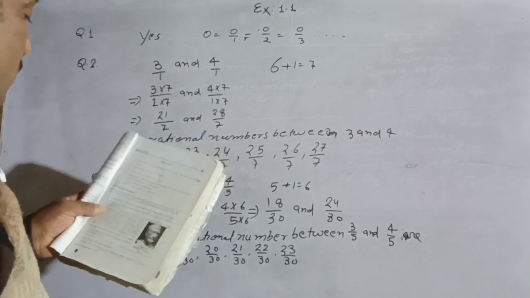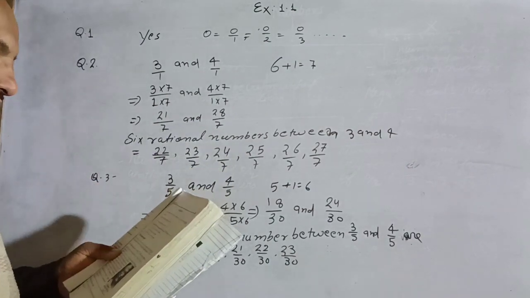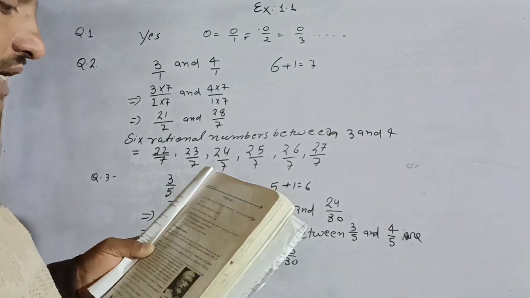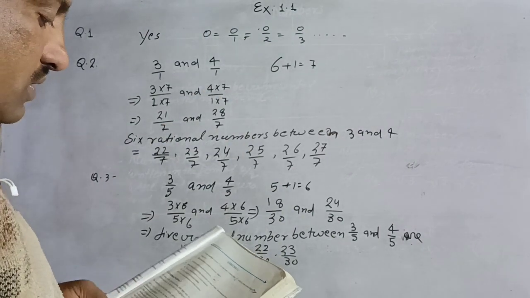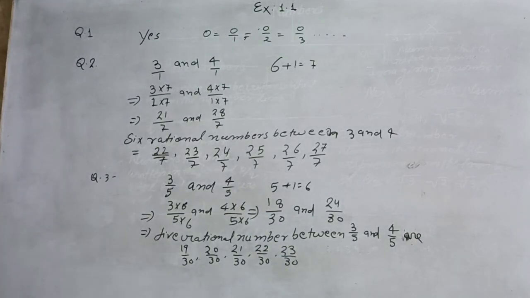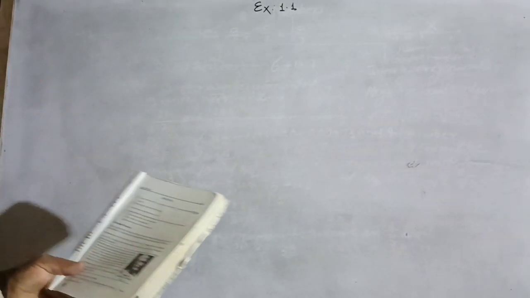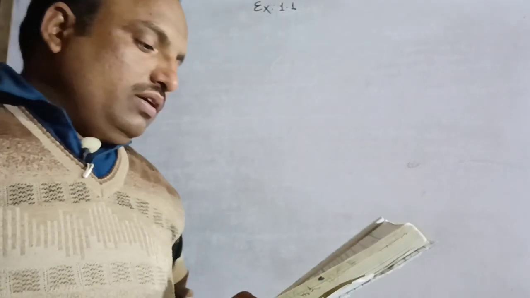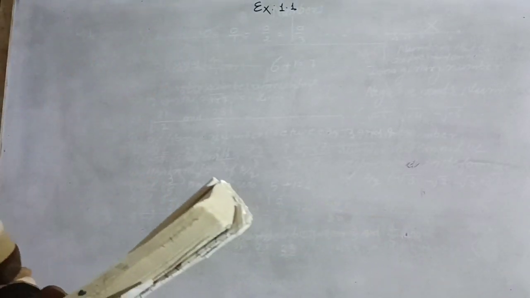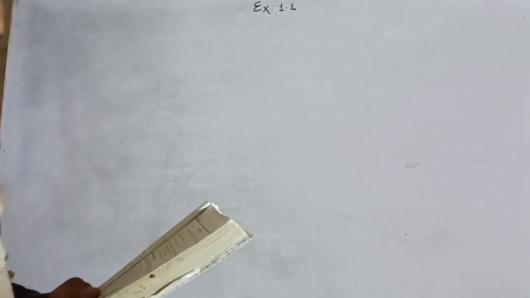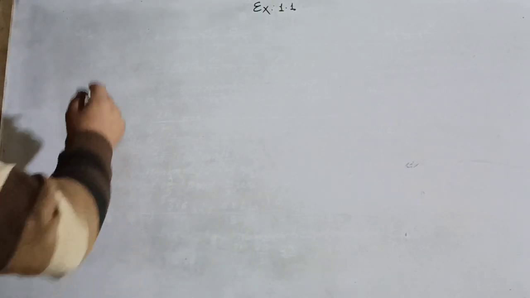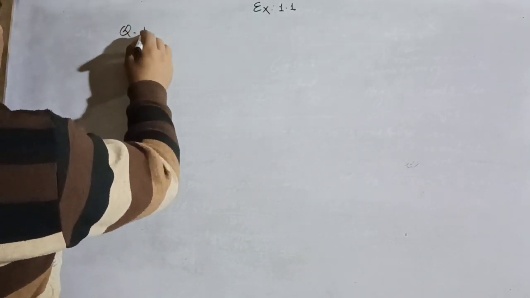Question number 4: State whether the following statements are true or false. Give the reason for your answer. First part: every natural number is a whole number.